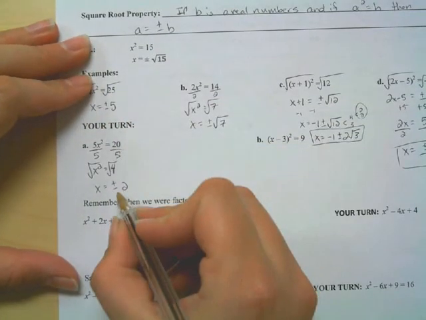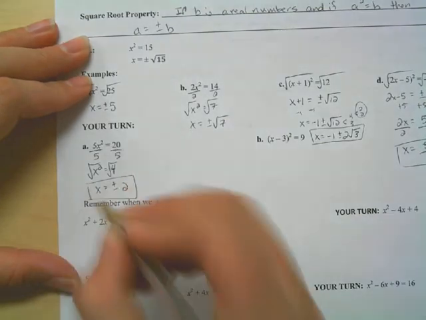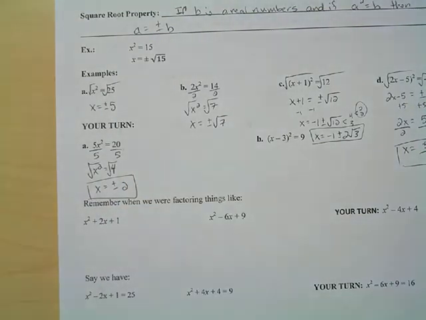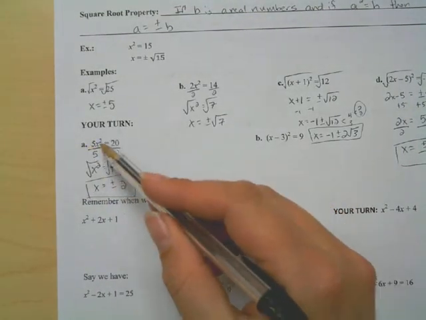Make sure you have the plus or minus on there. It's incorrect without it. You have to have those two answers. Both of them would give me 20 here.